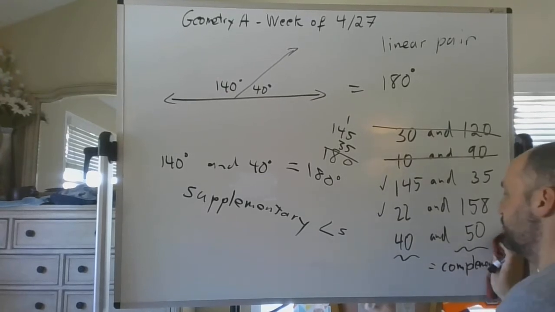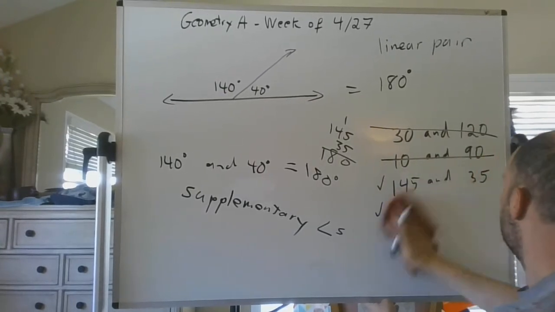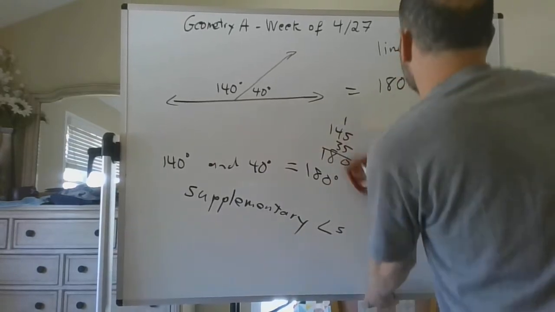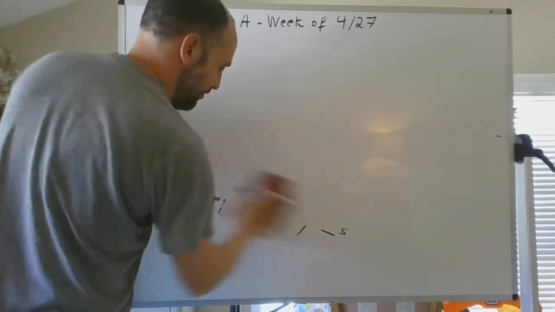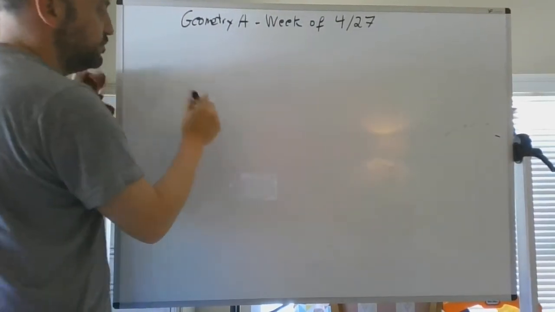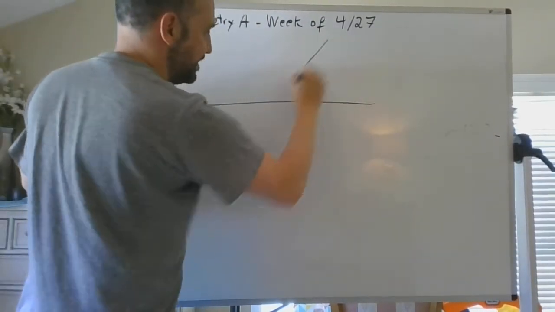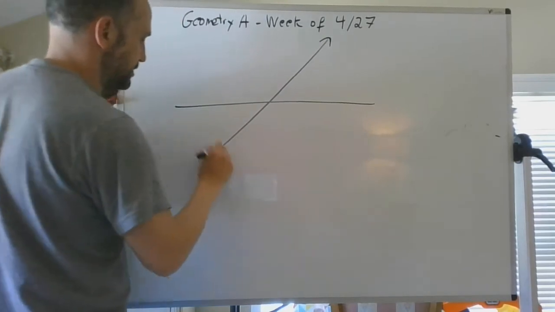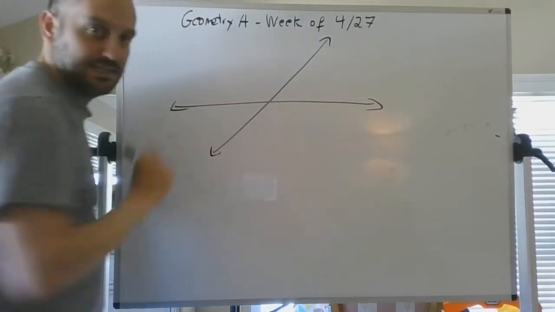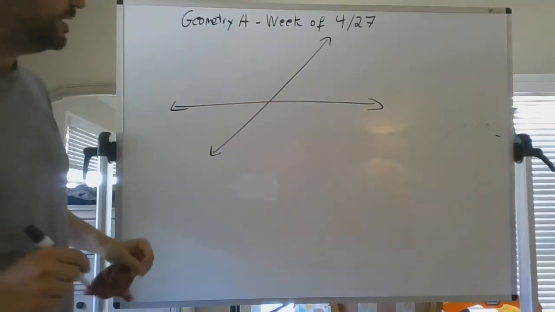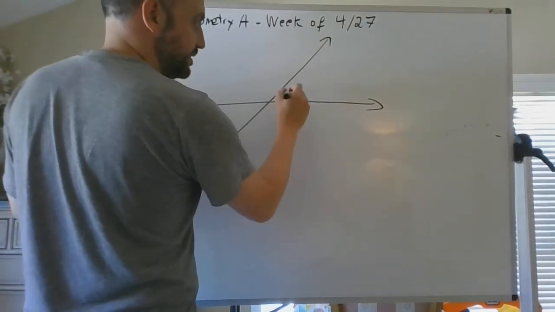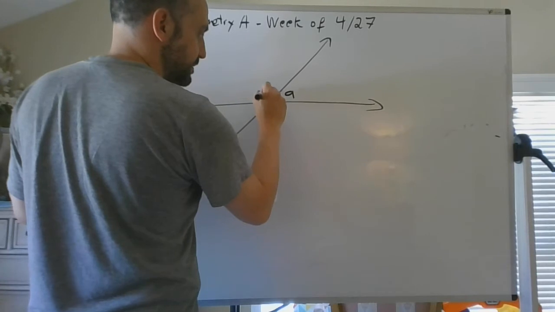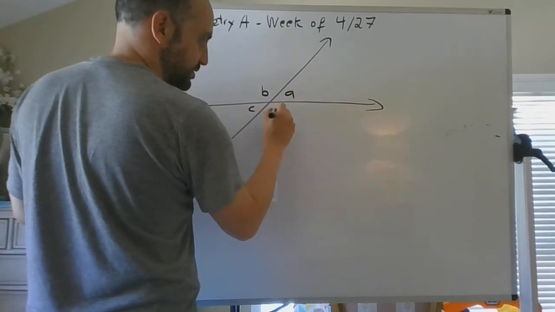Okay. So now I'm going to take this concept a step further. Let's do this. Draw a line here, and I'm going to draw another line passing through it. Okay? Intersecting. That means crossing it or passing through it. I'm gonna label this angle as A, this one as B, this one as C, this one as D.